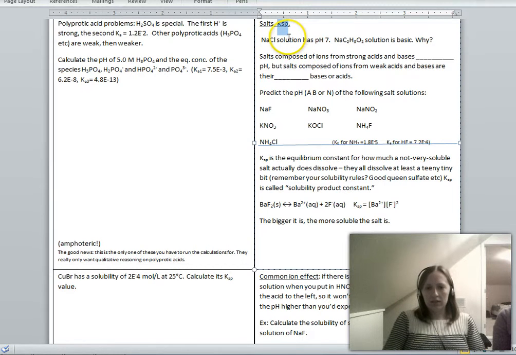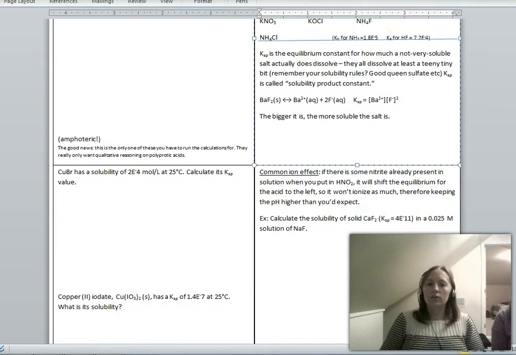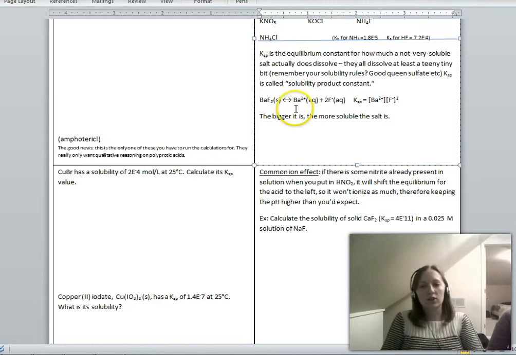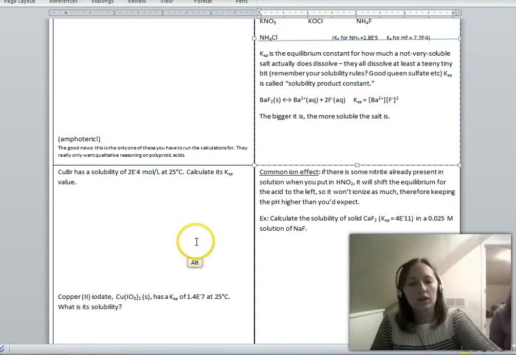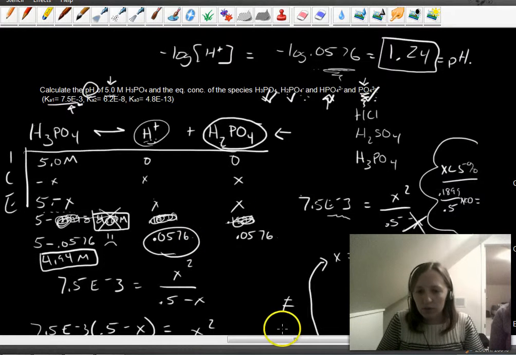We'll have to come back up to this topic in a second. So KSP is the equilibrium constant for how much a not soluble salt actually does dissolve. There are a couple different problems that they're going to ask you how to do, and that's going to be able to switch from the solubility that they tell you and the KSP value. So we're going to do these couple of problems, then I'll come back up to that top thing there.